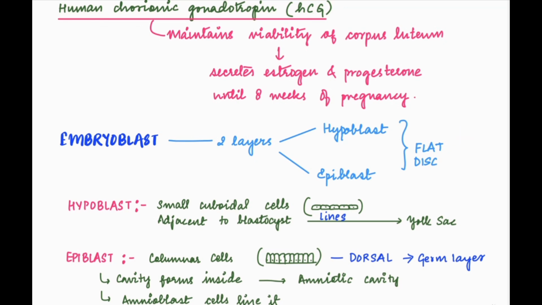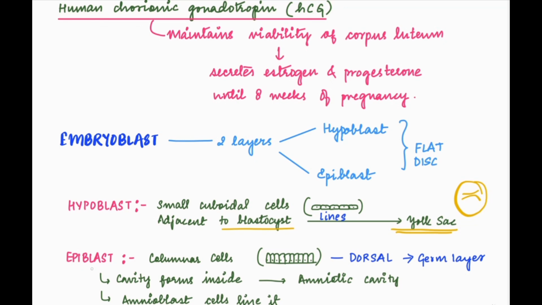So, the hypoblast is small cuboidal cells. It contains small cuboidal cells like you can see here, and it is present adjacent to the blastocyst. This hypoblast actually lines the yolk sac of the embryo.